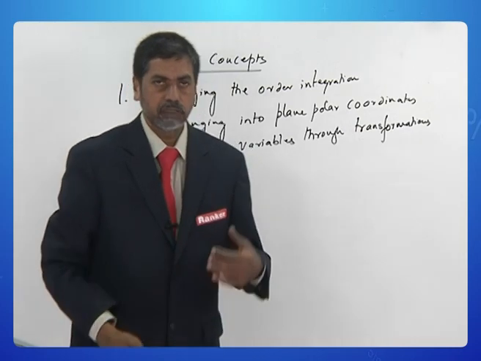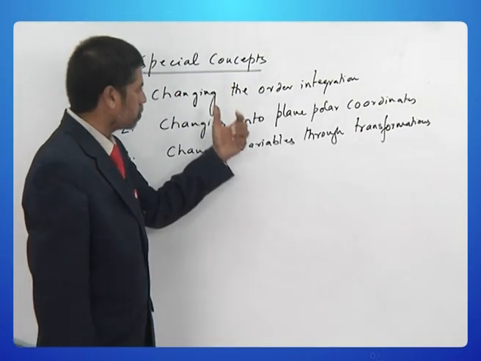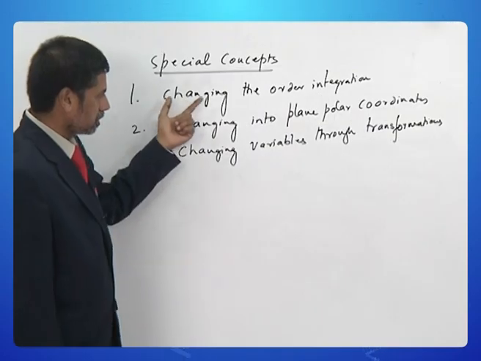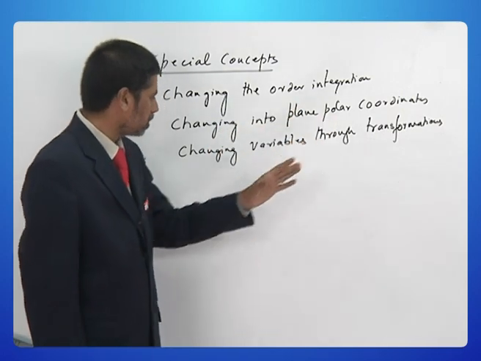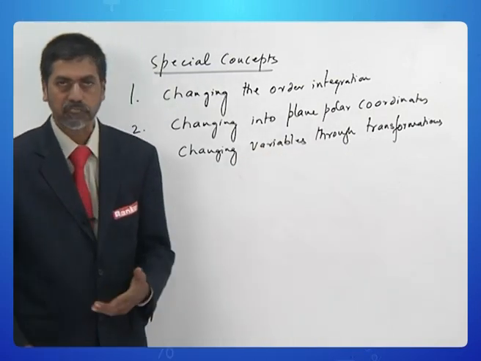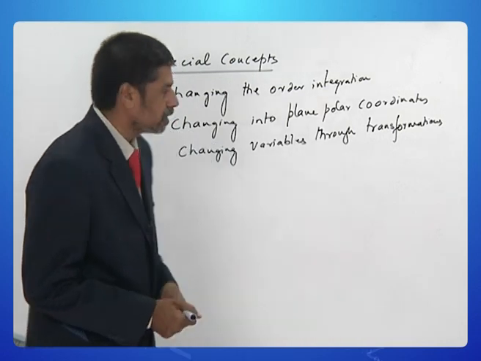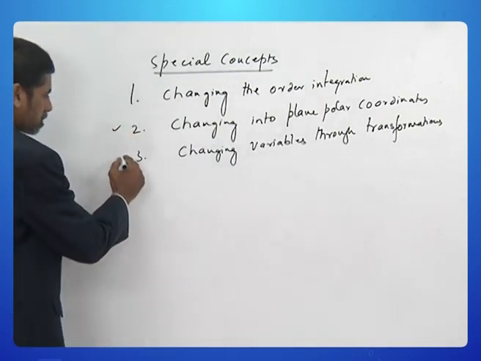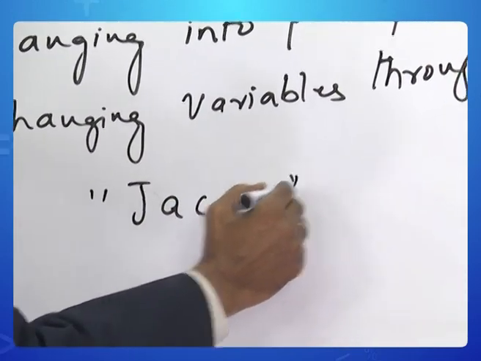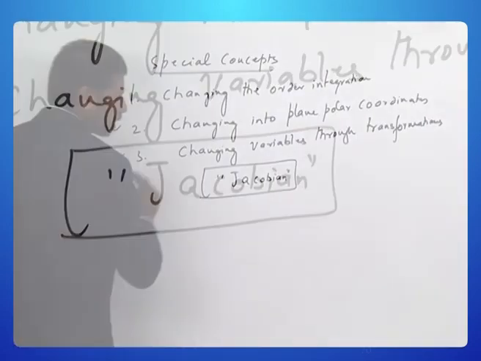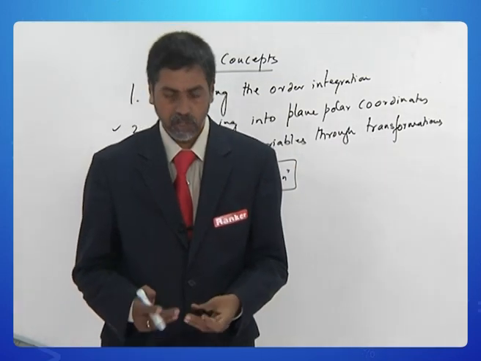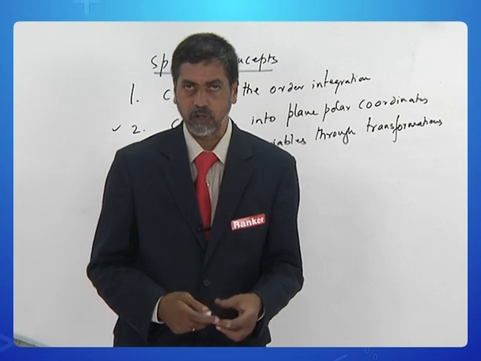Okay friends, these are the three main special concepts under double integration. The first one is called changing the order of integration. The second is called changing into plane polar coordinates. And the third one is about using transformations by which we can change the variables. In fact, in the second and third cases, the concept of Jacobian comes into play. But the first one is only with respect to Rx, Ry regions. So let me begin with the first concept, changing the order of integration.